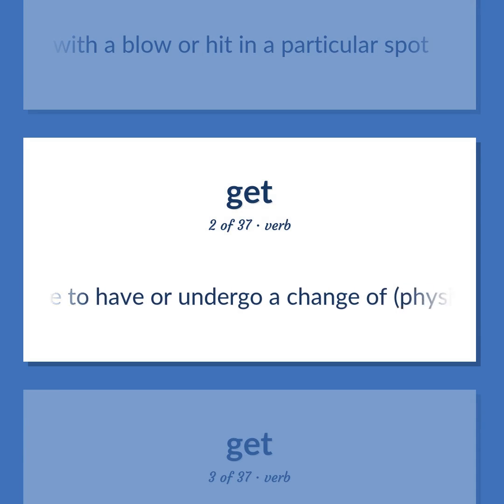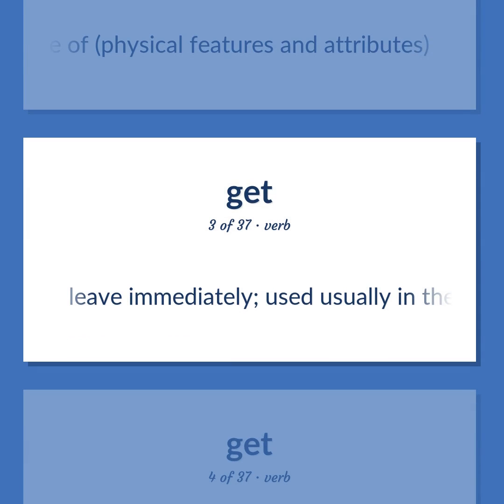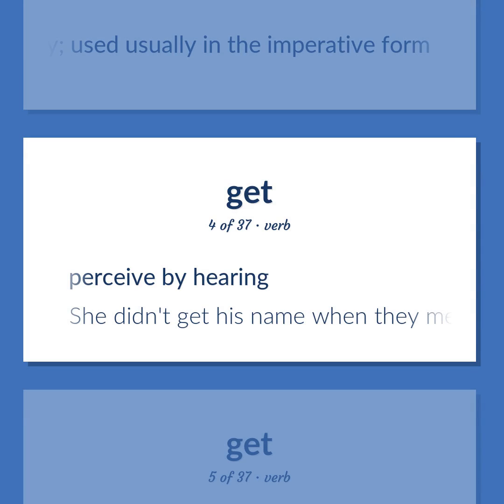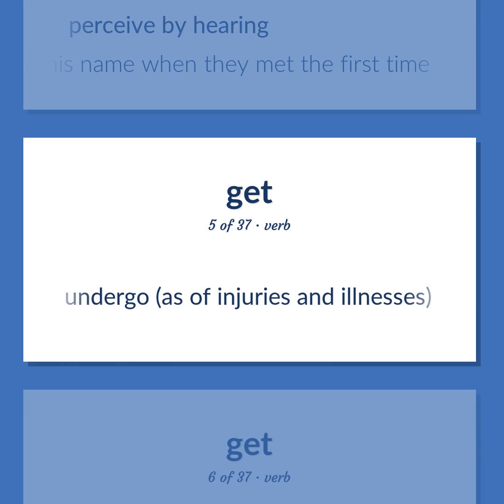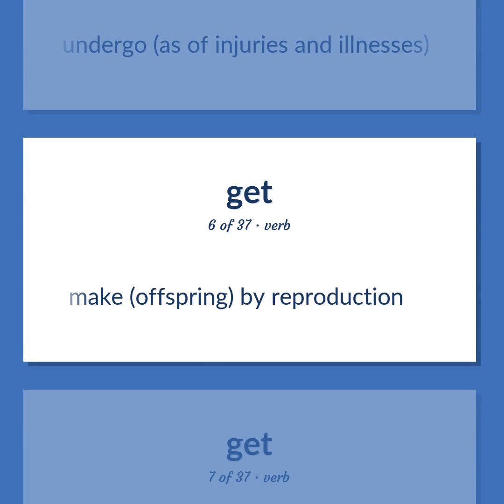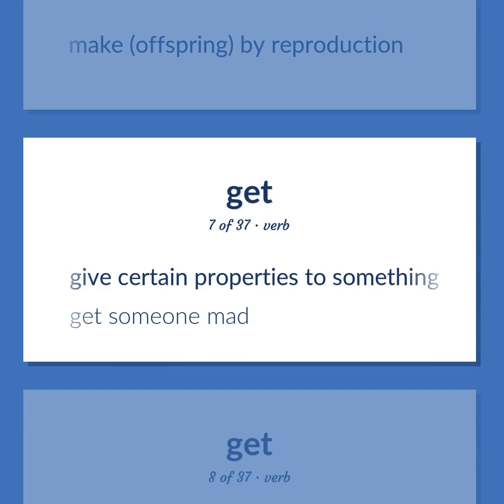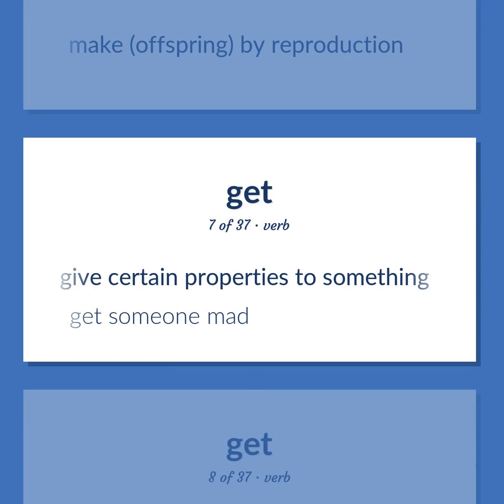Come to have or undergo a change of physical features and attributes. Leave immediately. Used usually in the imperative form. Perceive by hearing. She didn't get his name when they met the first time. Undergo, as of injuries and illnesses. Make offspring by reproduction. Give certain properties to something. Get someone mad.